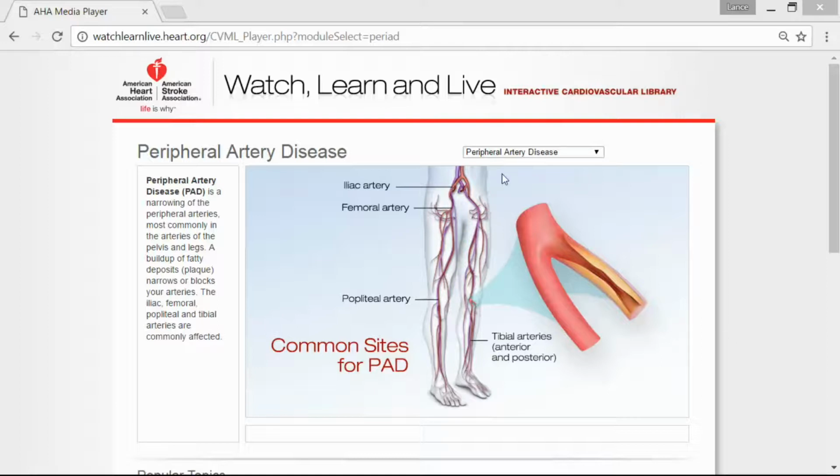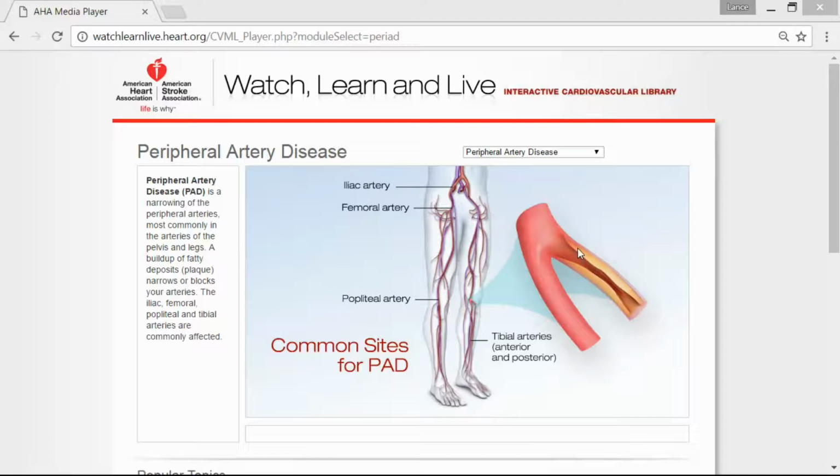So you can see the corresponding parts of the body where those are. The iliac arteries are right there in the pelvis area. Femoral is deeper, starting to get into the leg. Popliteal arteries are almost by the knee, and then the tibial is almost by the shin area there. But you can see how the artery here is basically being narrowed with the plaque that's being built up.